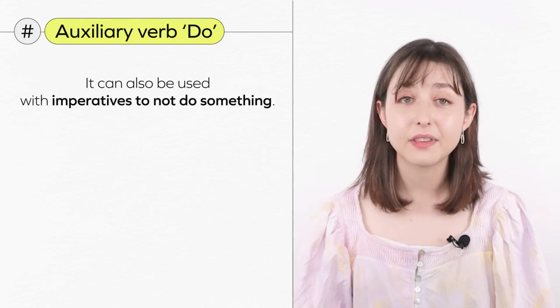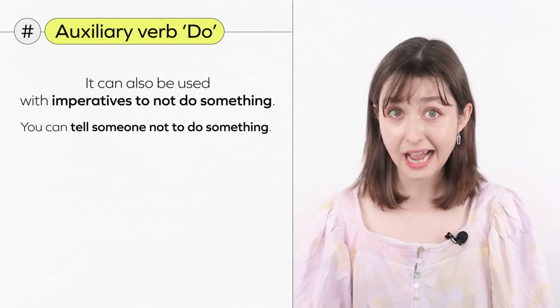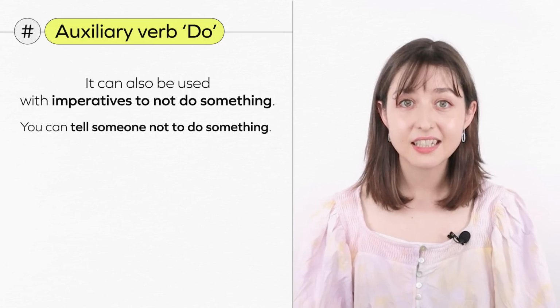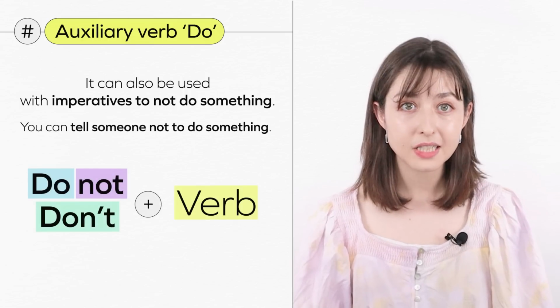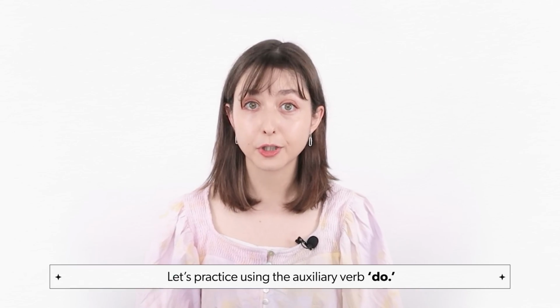It can also be used with imperatives to not do something. That means you can tell someone not to do something. Start the sentence with do not or don't, and then say the verb. Don't yell. Let's practice using the auxiliary verb do.